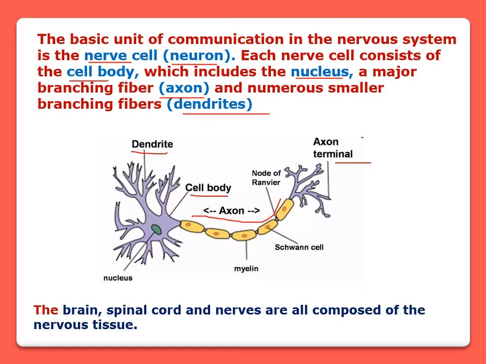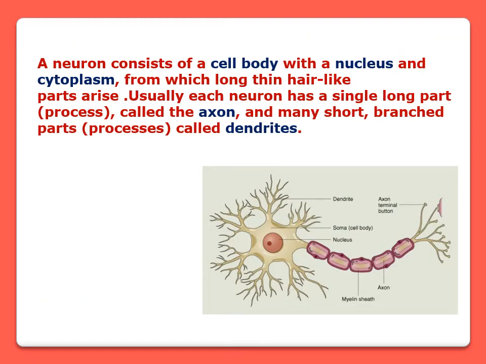The brain, spinal cord, and nerves are all composed of nervous tissue. A neuron consists of a cell body with a nucleus and cytoplasm. Here with the nucleus, cytoplasm will also be there at this portion. And from here long thin hair-like parts arise. Usually each neuron has a single long part that is known as the axon, and many short branched parts, they are known as dendrites.